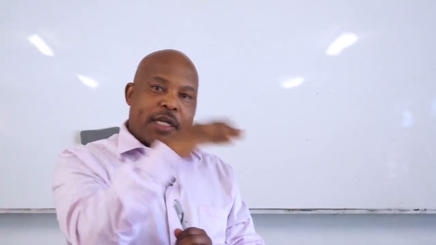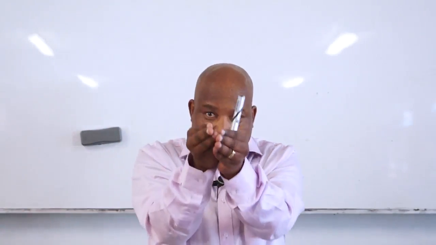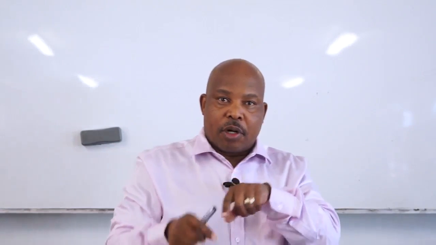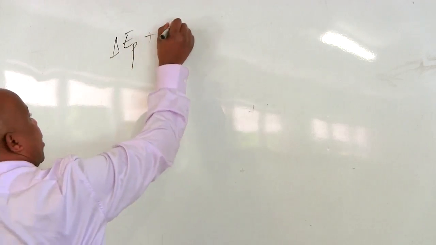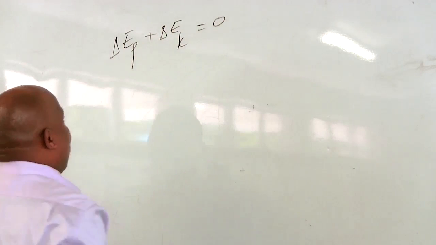Remember, we've got the rules, energy principle, work energy theorem, all of that, but the question will direct you on how to use it. In this case, we're going to use the energy principle. That is how they want it done. Then we say delta EP plus delta EK equal to 0.